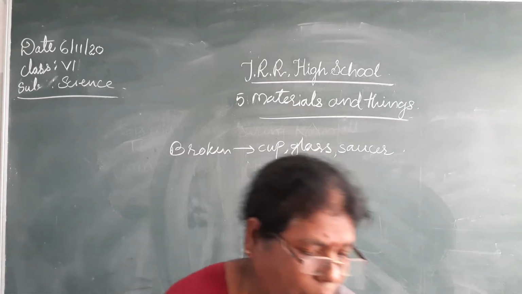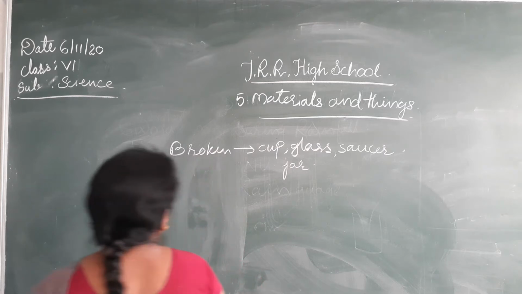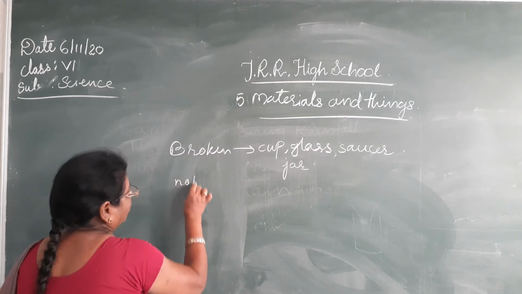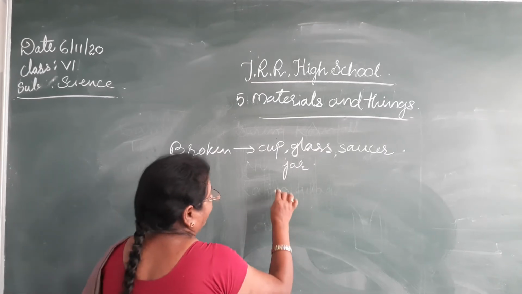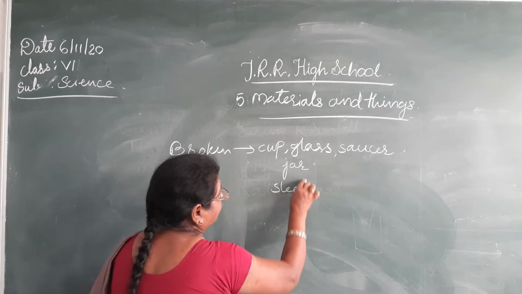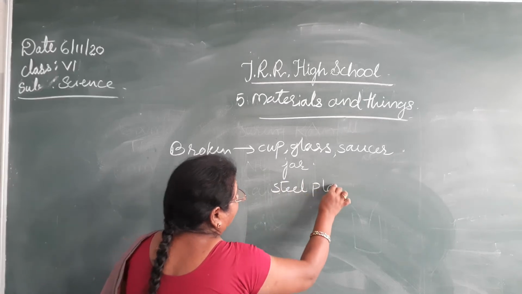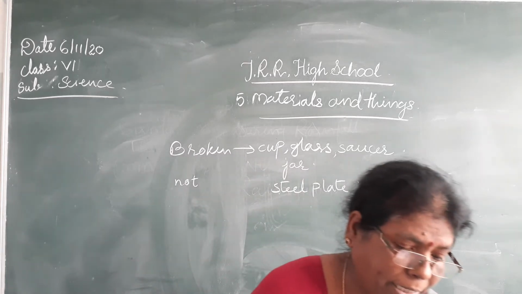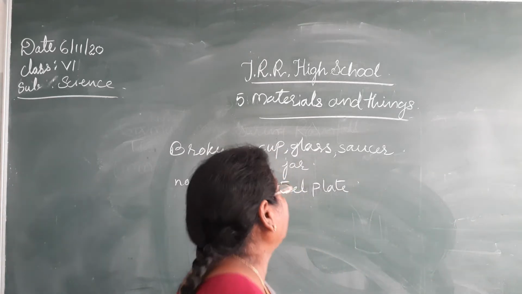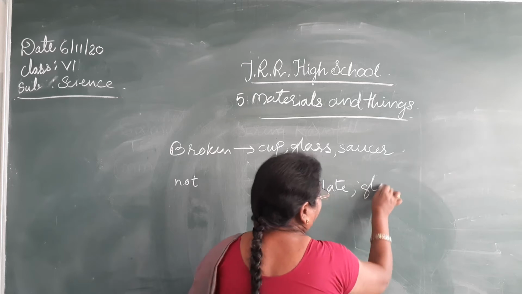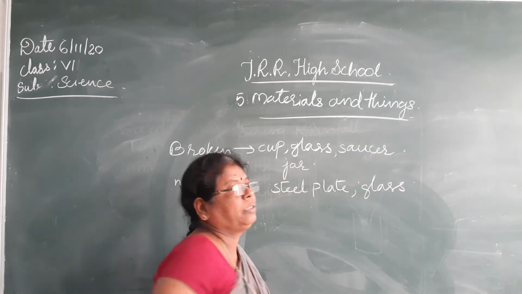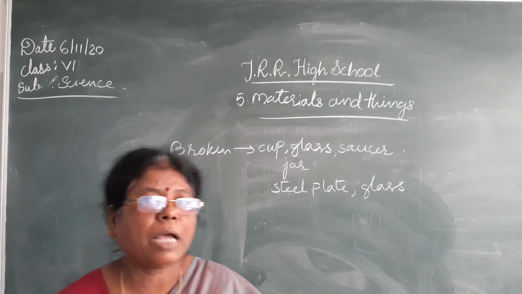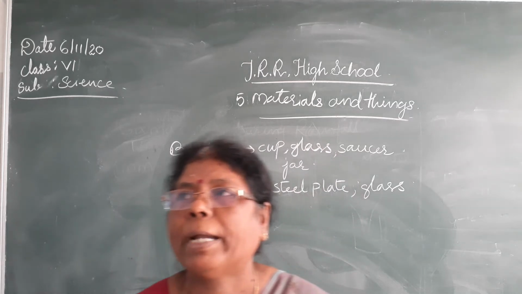Which objects would not have broken? You can write plates, steel plates. Steel plates will not break, isn't it? Brass, steel, and copper plates will not break. Steel glass. Why? Because these are made up of metals.